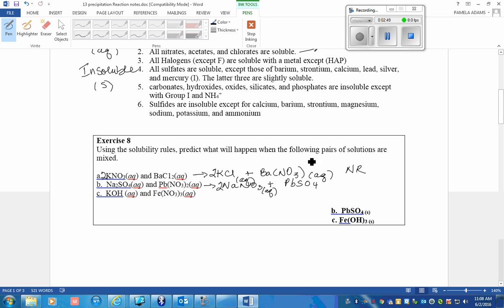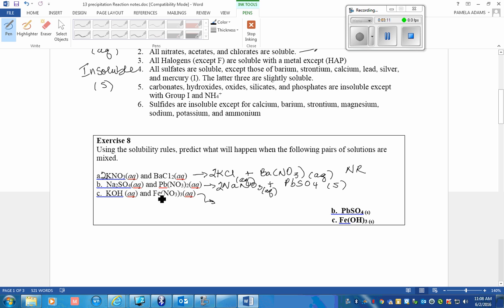It is soluble. This is a lead compound. And it says here all sulfates are soluble except those that have lead as a cation. So this is insoluble, and a new solid is formed.